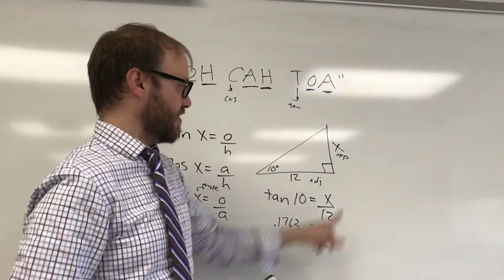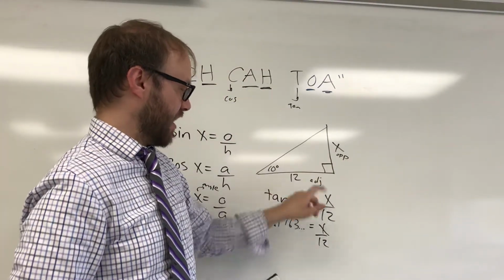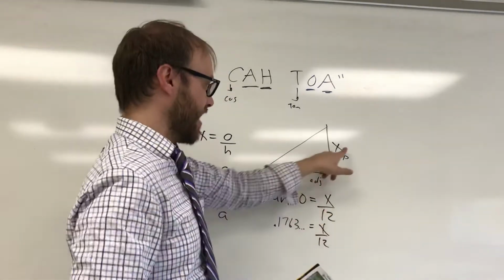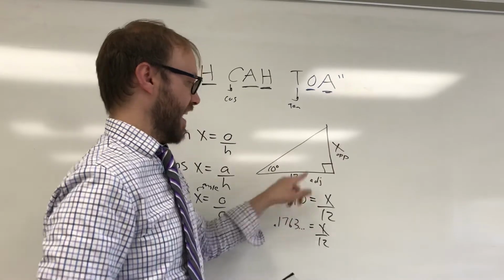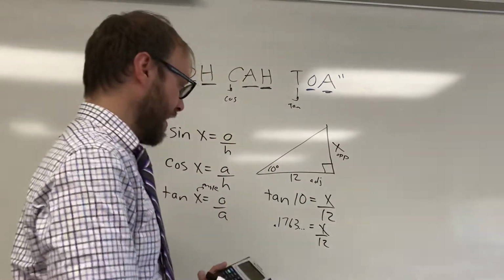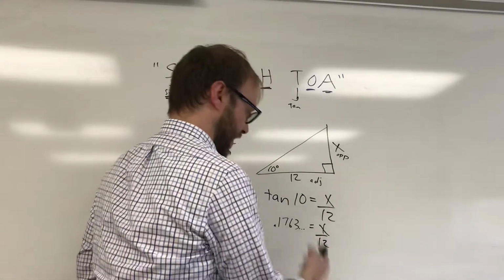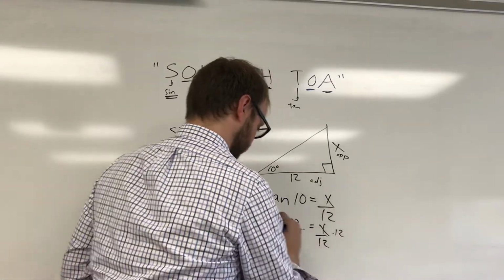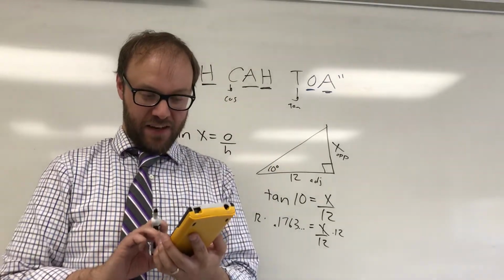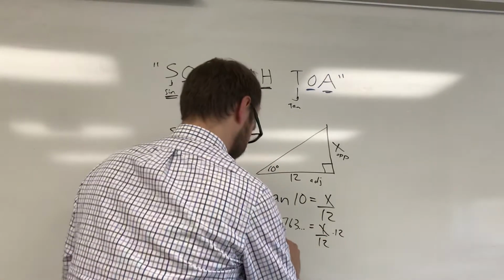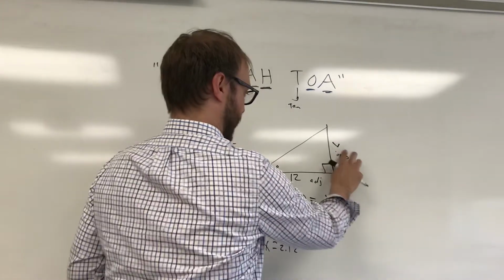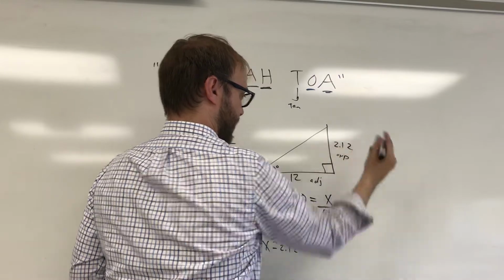What this is saying is if you take this side and divide it by this side, you should get about 0.1763. In other words, this side is much shorter than that side. Okay, and that should kind of be backed up in what you're seeing in the picture. Okay, so at this point, I just solved the equation. X is being divided by 12. I multiply both sides by 12. I'm keeping that tangent of 10 in my calculator, and we're going to get that x is approximately 2.12 units long, okay? So about 2.12 units.